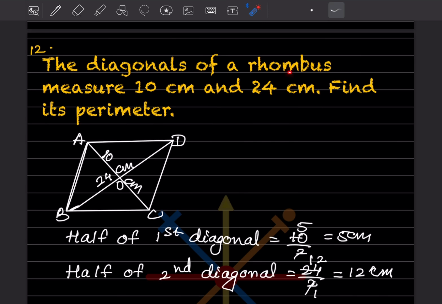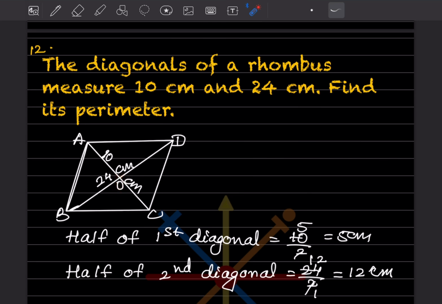Now let us see how to solve this one. The diagonals of a rhombus measure 10 centimeter and 24 centimeter, and you have to find the perimeter of it. So this is the rough figure I have drawn. That is the rhombus, and these are the diagonals of this rhombus. So this will be, suppose, 10, and this is 24. They are not the exact measurements. Here we can put O at this point.